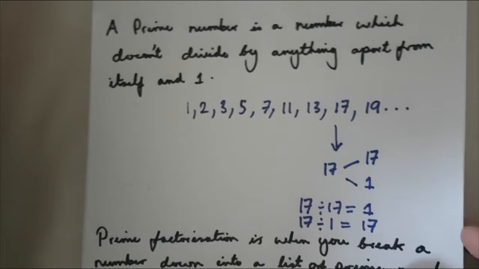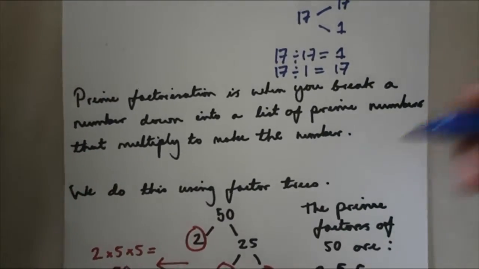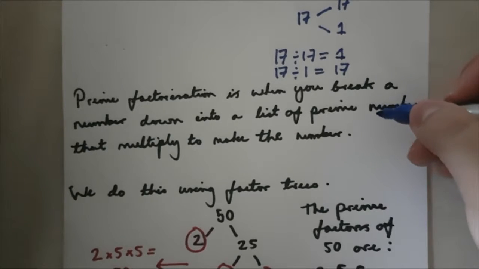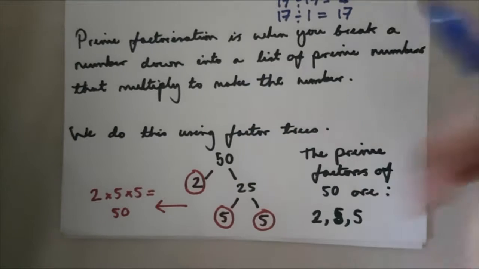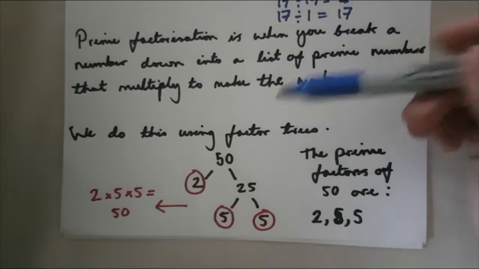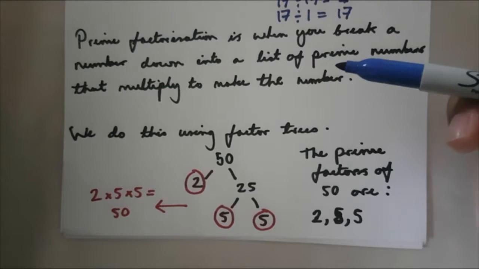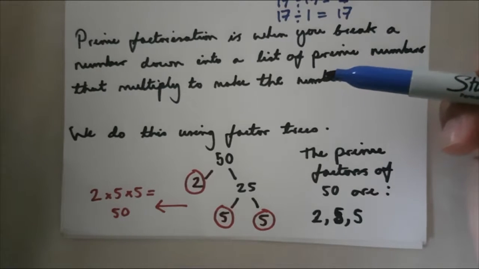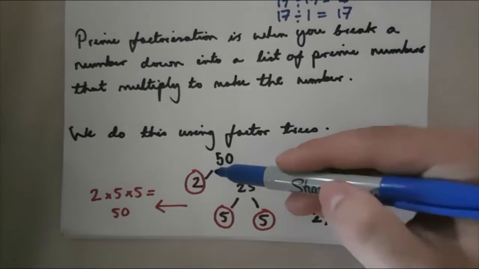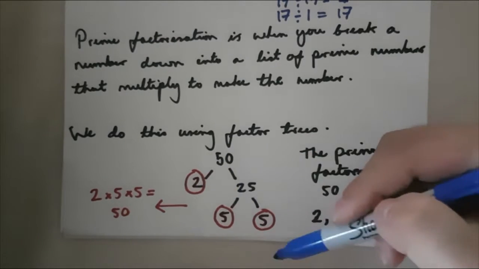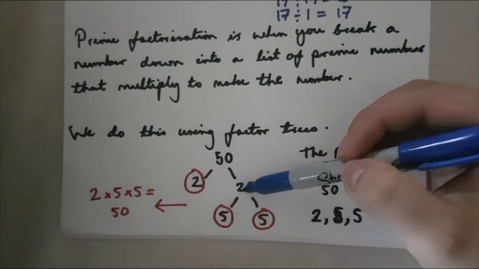So prime factorization is when you break a number down into a list of prime numbers that multiply to make the number. As an example, we use a factor tree to do that. If we take 50 and we want to break it down into its prime factors, what we do is we divide by 2 first. We get 2 here and we get 25. The 2 stays on this side of the tree and the 25 comes here.